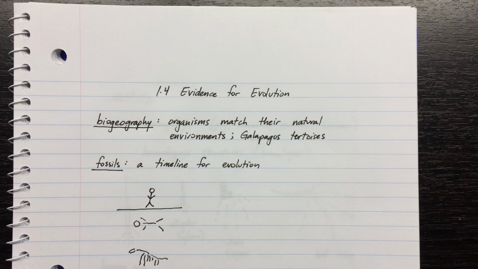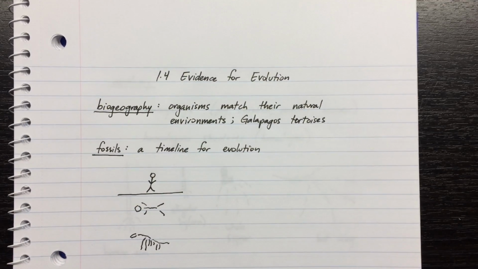The classic example of this is the Galapagos tortoises, which Darwin studied on his visit there. He noticed that on the islands that had more barren plant life, the tortoises would have longer necks, and on the islands that had more lush plant life, those tortoises would have shorter necks because they didn't have to reach as far to get their food.